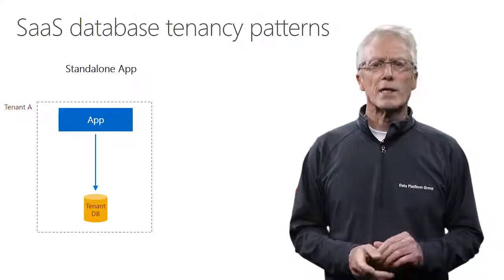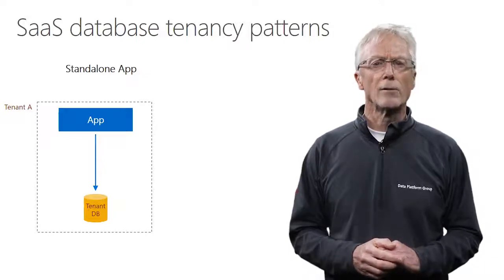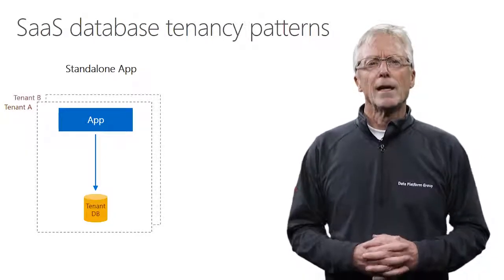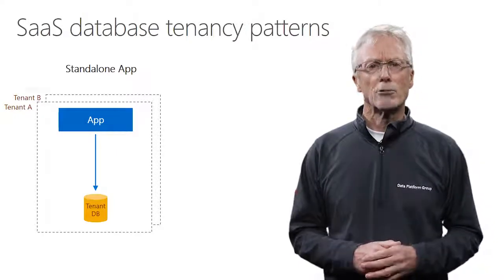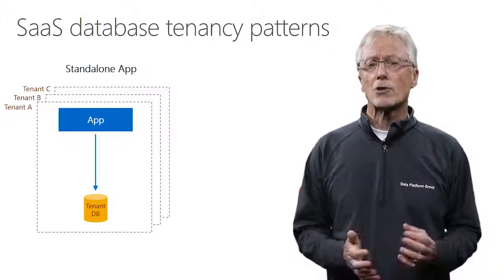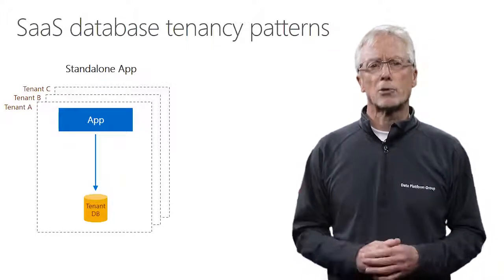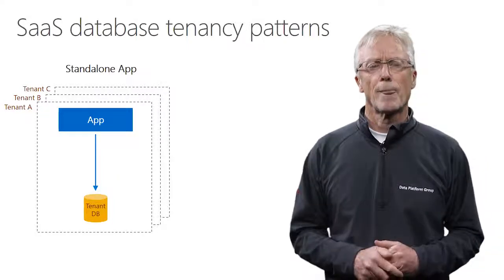The first pattern uses an isolated database for each tenant, installed as part of a standalone application stamp. Each tenant gets a copy of the application and their own database installed in a separate Azure resource group. The resource groups can be deployed in the software vendor's Azure subscription or in the tenant's subscription and managed centrally by the vendor on the tenant's behalf.